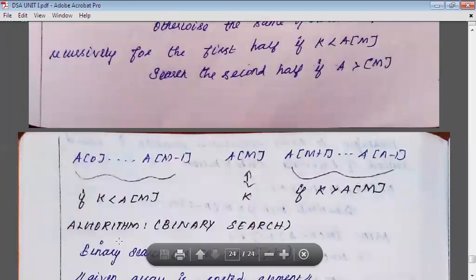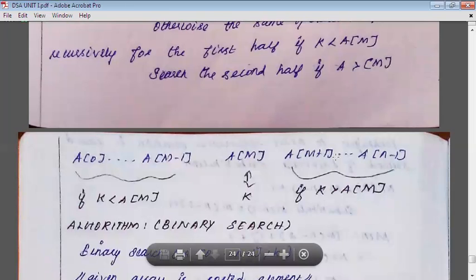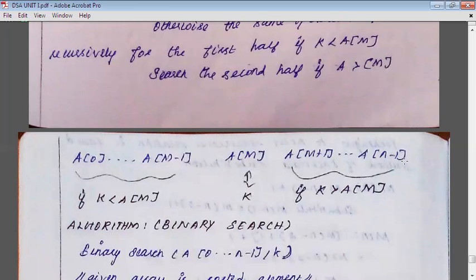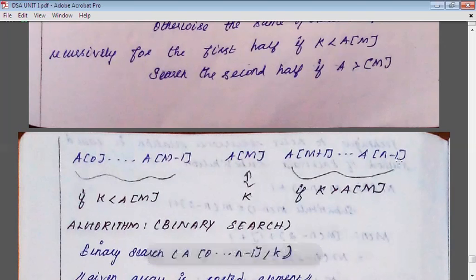So to identify this in the example: A[0] ... A[m-1], with A[m] as the mid, and here A[m+1] up to A[n-1]. So if the K value is less, the first half is searched; if the K value is greater, the second half will be searched.